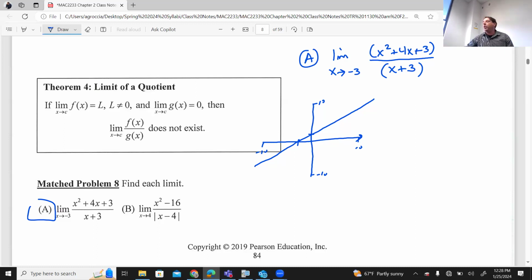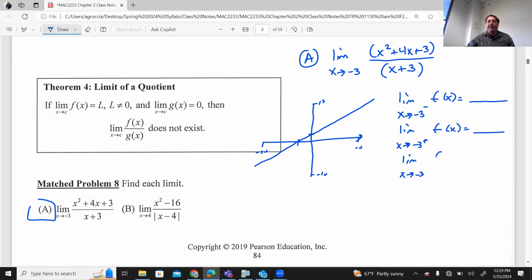So we're going to go through all of our steps. The limit as x approaches negative 3 from the left. The limit as x approaches negative 3 from the right. The limit as x approaches negative 3. And then just plugging in negative 3. Good so far?